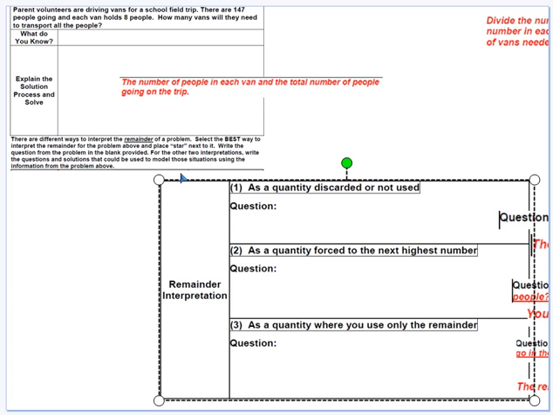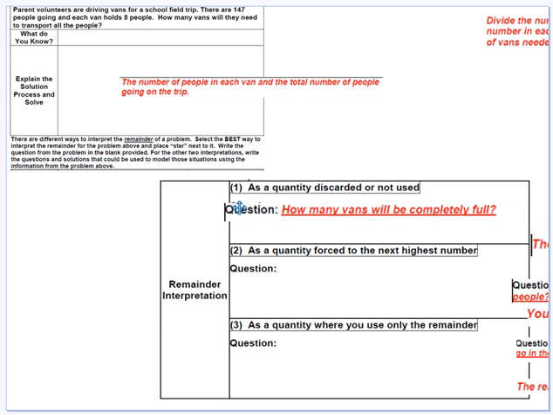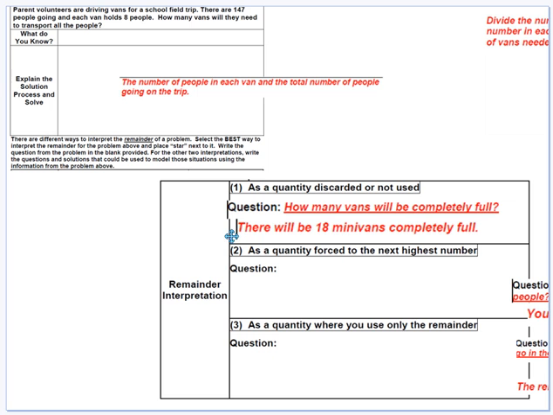And so we can use that remainder that's left over as a quantity that is discarded or not used. But I need to think about what that question is really saying. How many vans are going to be completely full? Well, we have 18 minivans that are going to be completely full.